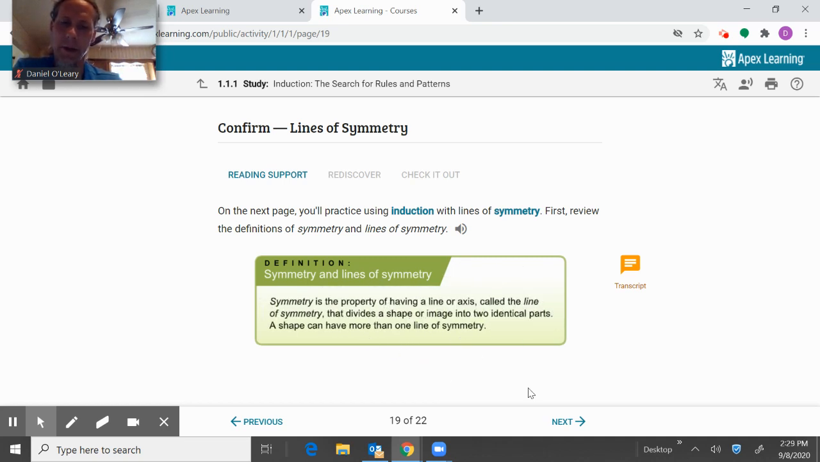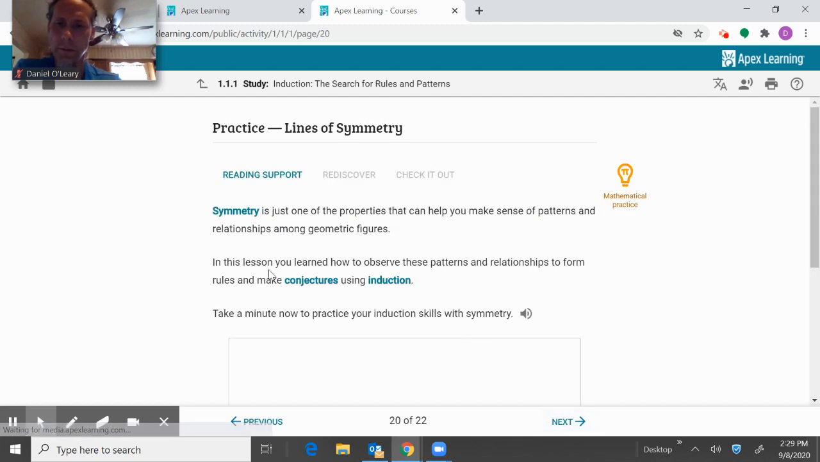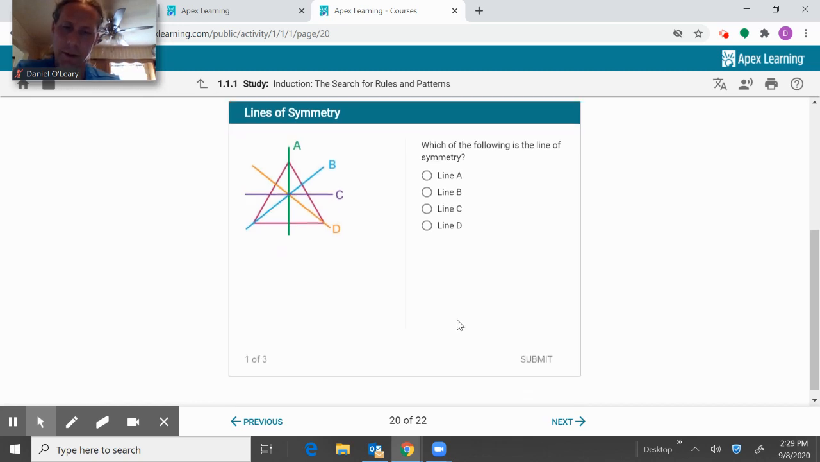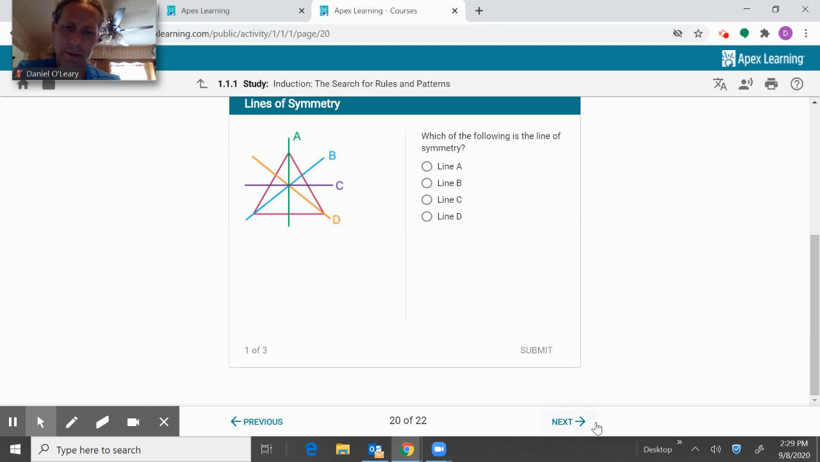Again, it gives you information in the box here if you click. More review on lines of symmetry: which of the following is a line of symmetry? You have to look at line A in green, blue for B, purple for C, orange for D. Which of those are lines of symmetry? Click the one you think and submit. It looks like you have three different to do there.